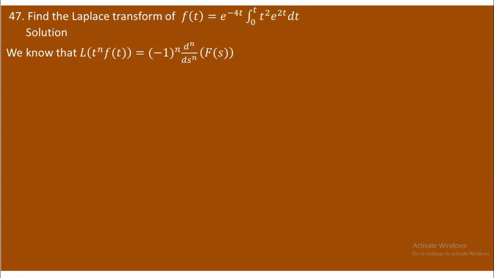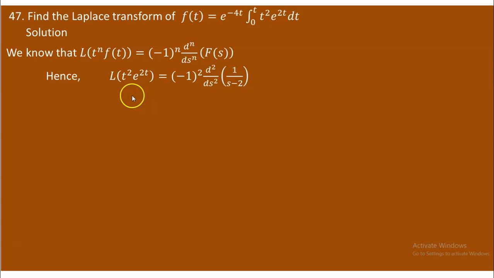So when you come to e to the power of 2t, we first need to determine the Laplace of e to the power of 2t, and then apply the second derivative of that. If you consider n to be 2 and f of t to be e to the power of 2t, you have t squared e to the power of 2t. So you are expected to carry out (-1)^2 times the second derivative of the Laplace of e to the power of 2t, which is 1 over s minus 2.